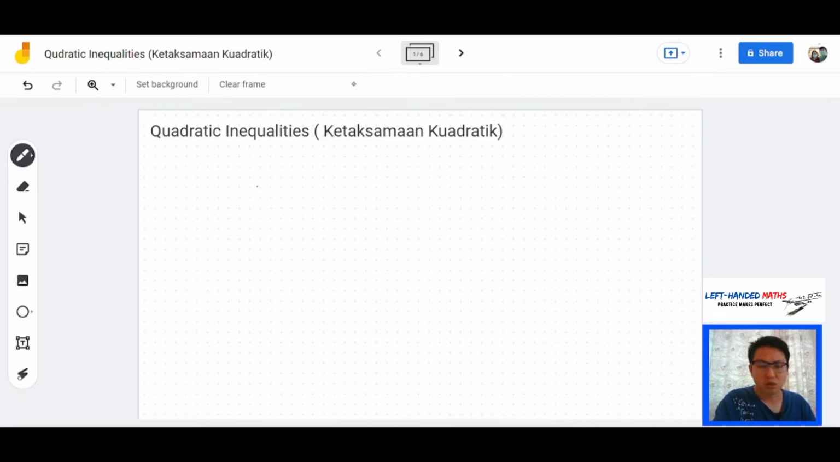Before that, you need to know the keyword. Usually when we are solving these quadratic inequalities, the keyword for the question will be "find the range of x", or we call it jari julat nilai x. When the question asks you to find the range of x, usually your answer will be in this form: x less than something, x more than something, x in between a certain value, or sometimes there is equals to.